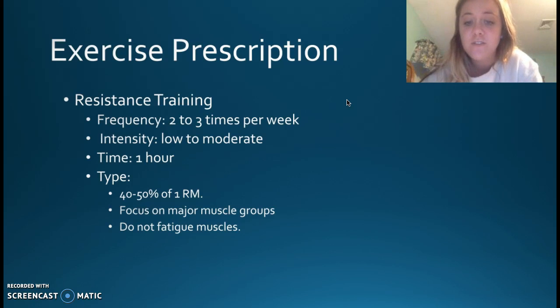The type of exercise utilized in the particular exercise prescription should be only 40 to 50% of the client's 1RM. They should focus on major muscle groups. Instead of utilizing free weights, it would be safer to have the client use pin-selected machines. It is important to not fatigue the muscles.